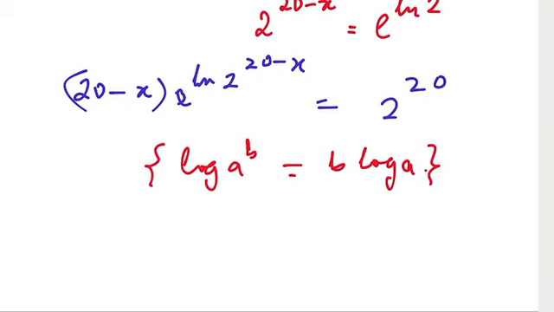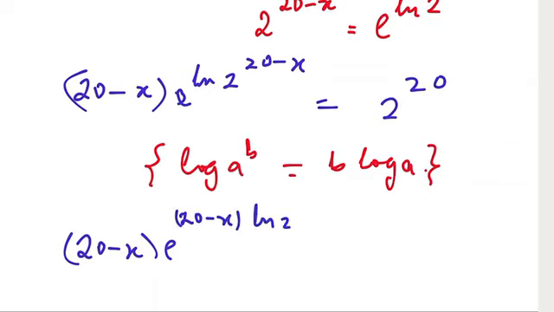Alright, so from there we're going to have 20 minus x, then e to the power of 20 minus x, then ln of 2 equals 2 to the power of 20. Alright, okay, so the next thing, we still want to maintain that the coefficient of e and the power of e should be the same.